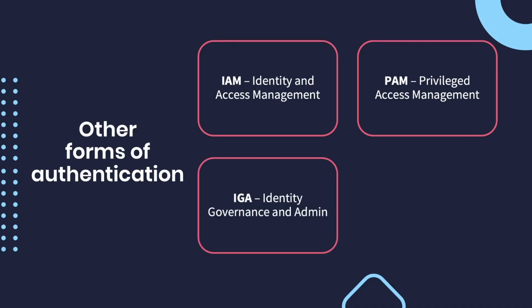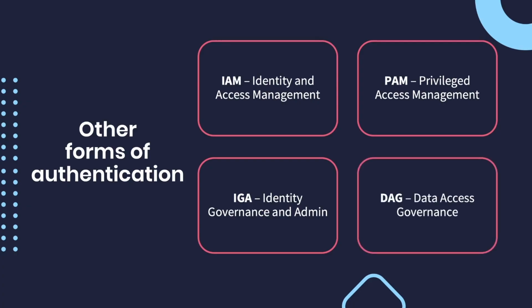IGA, Identity Governance and Administration, electronic authentication used to manage the information technology operations such as the applications that control the user's data. And DAG, Data Access Governance, electronic authentication used in business to help find and protect sensitive, unstructured users' data. In an ideal world, adding these sorts of extra layers of security greatly increases the chances of a more secure network.